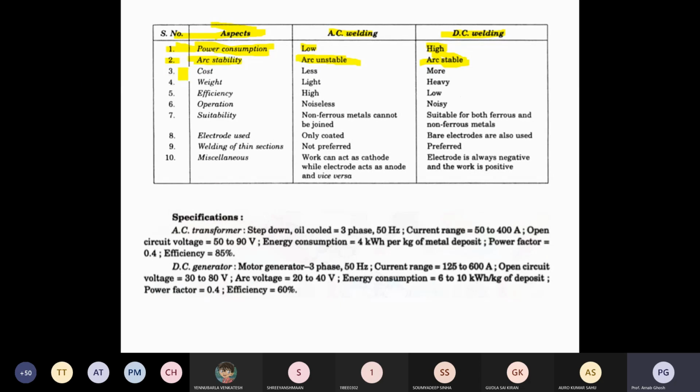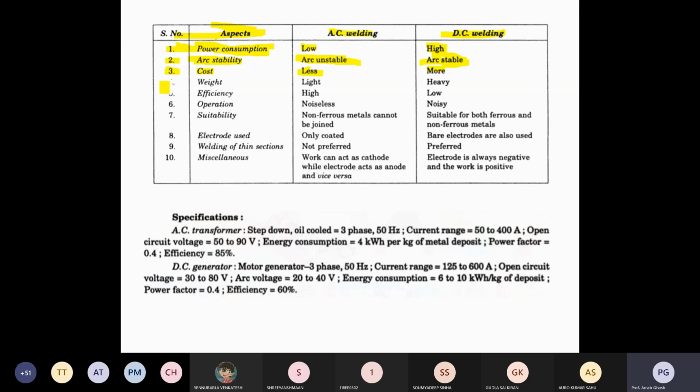Point number three is the cost. Cost is less in case of AC welding, since a transformer is not so costly an instrument and is easily available. But in case of DC welding, a generator is required, then a lot of power electronics converters are required. If you want to control the power electronics converter, AC to DC, you have to use SCRs for high voltage, so that may be costly compared to the normal setup.